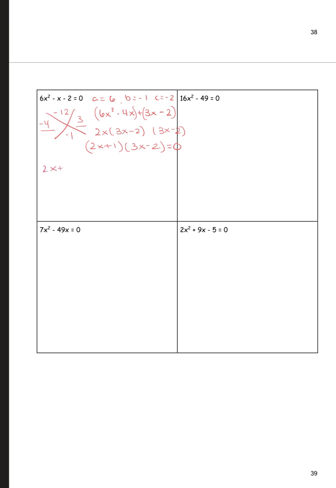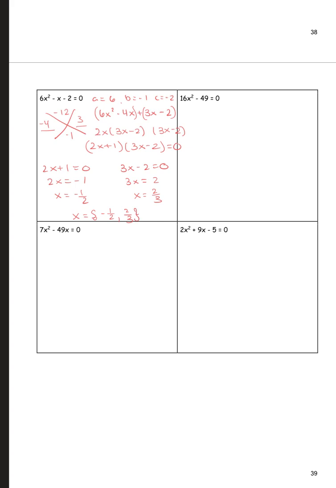So we have 2x plus 1 equals 0 and 3x minus 2 equals 0. Subtract 1 from both sides. I get 2x equals negative 1. Divide both sides by 2, and I get x is equal to negative a half. On the next factor, we're going to add 2 to both sides, so we get 3x is equal to 2. Divide both sides by 3, we get 2/3. So we got x is equal to the solution set of negative 1/2 and 2/3. All right.